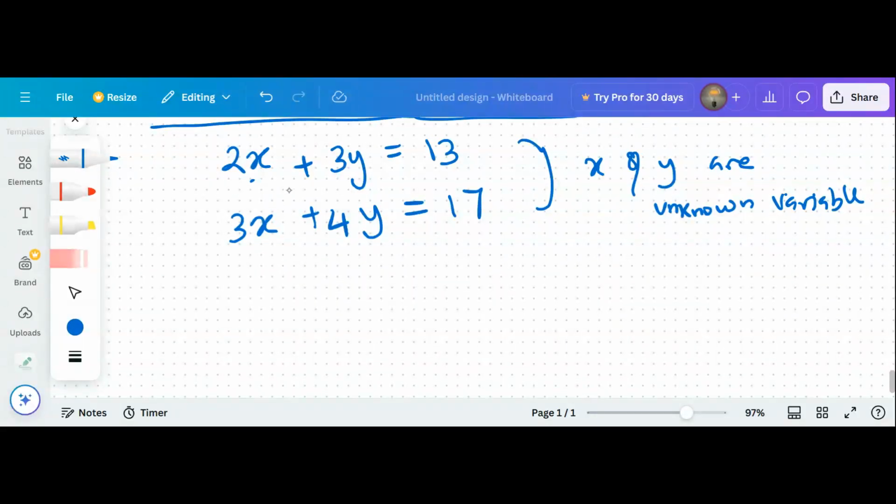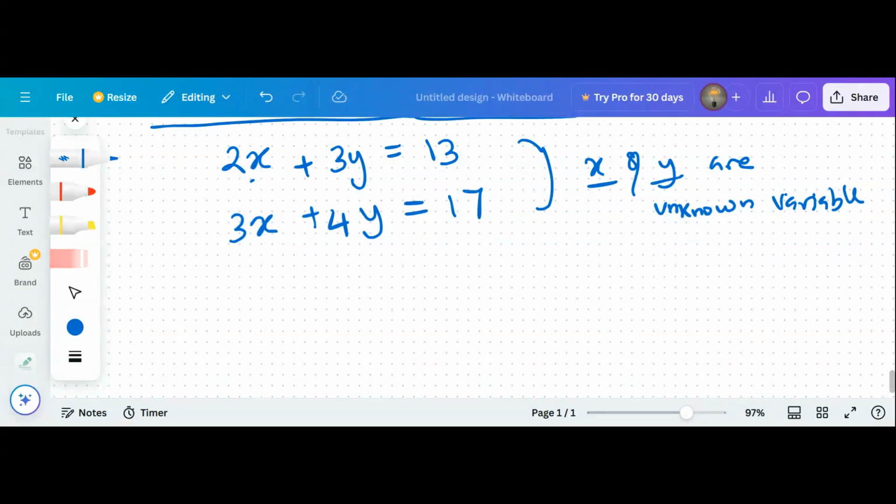So there are two equations. As there are two variables x and y, we need at least two equations. Then only we can find x and y. So we have two variables, we have two equations. Okay, clear. So we'll see how to solve it.